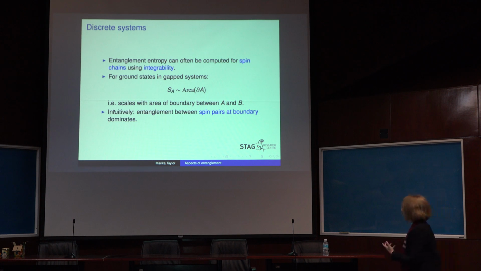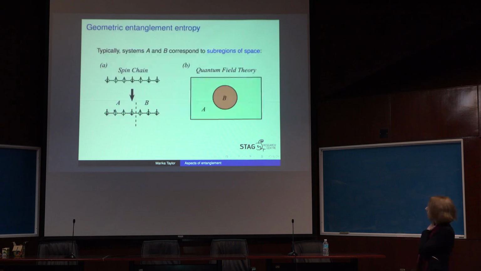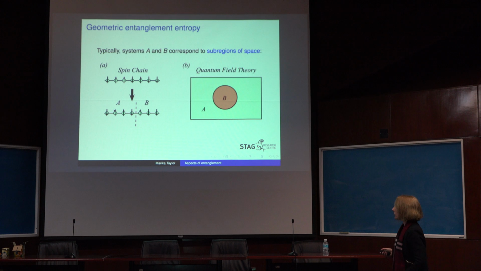And what people found was that if you look at ground states in systems with a gap, so there's some mass gap of the excitations, typically what happens is that the entanglement entropy scales with the area of the boundary between A and B. Now, in the one-dimensional case that I've shown here, the area of the boundary is zero-dimensional, right? It's a collection of points. So we really just say that the entropy is a discrete number. It's perhaps better illustrated in a two-dimensional system.